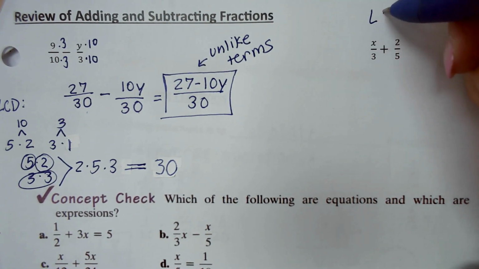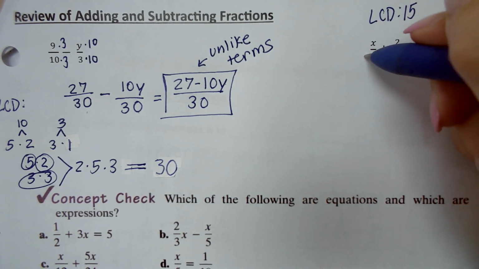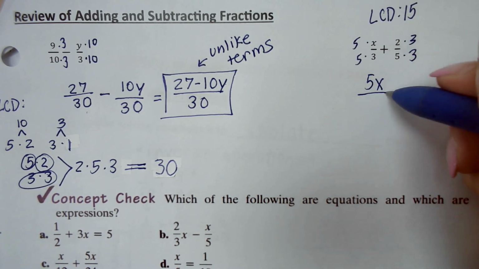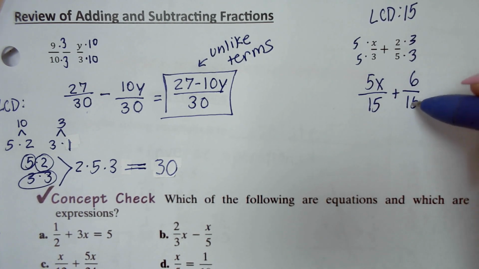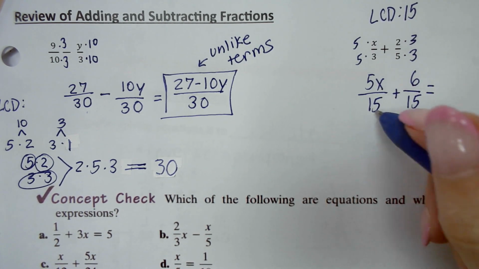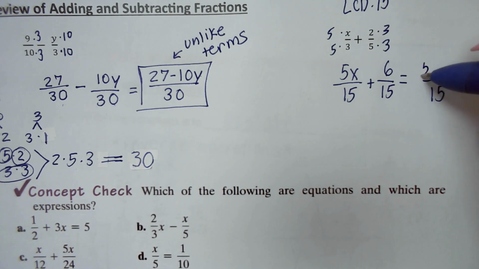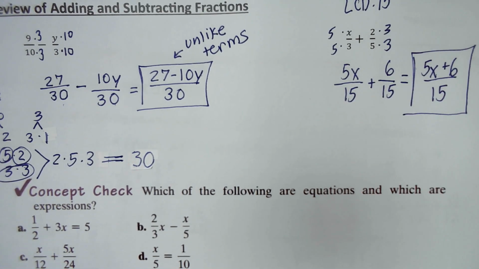3 and 5, the LCD is 15. So I'm going to multiply this fraction by 5 and this fraction by 3. So 5x over 15 plus 6 over 15. Now the denominator stays the same, and we add the numerators, but they are not like terms, so we leave it like that.